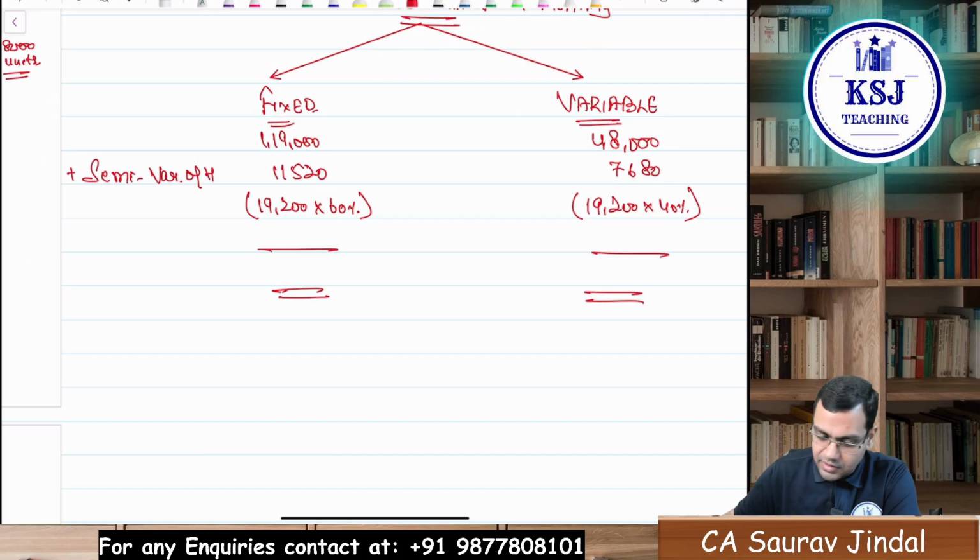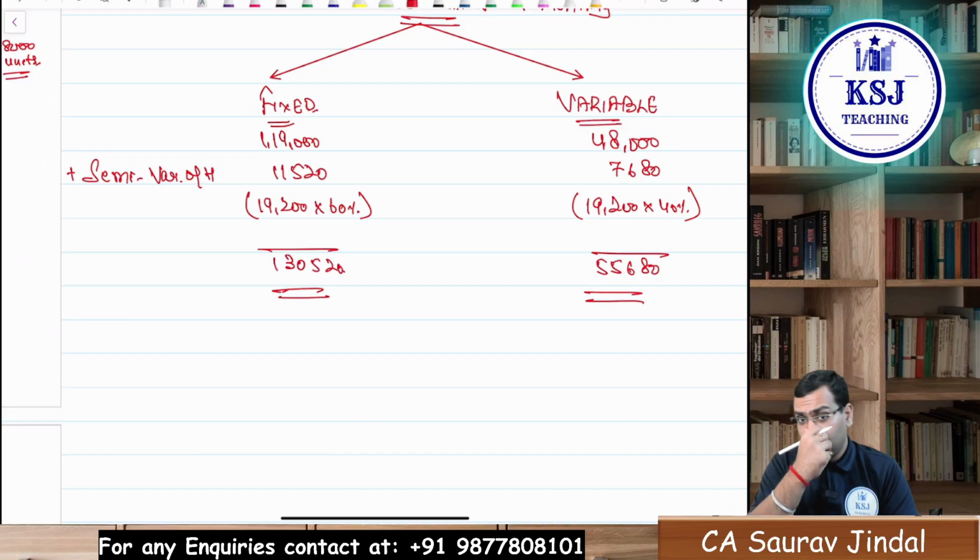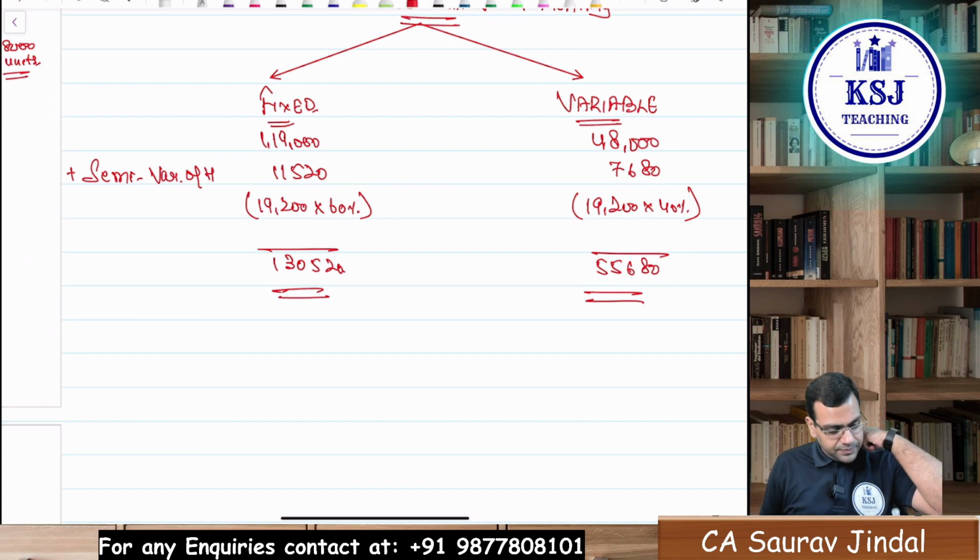Fixed one is 55,680 and here it is 1,19,000 plus 11,520, that comes to 1,30,520. So these are your actual overheads. Is that clear? Any doubts in this thing? Are you clear with this? Yes.